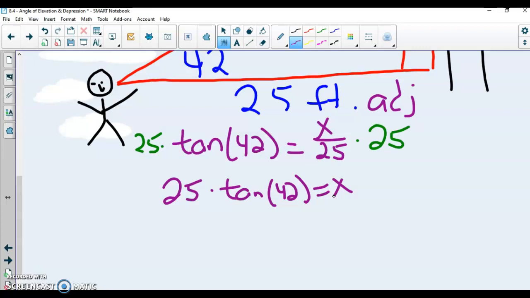So again, you're plugging in your calculator. If you're using an iPhone, remember you're going to have to switch the order of the tangent and the 42. So if you're using your iPhone, you would do 25 times 42 tangent. If you're in a normal calculator, I'm just going to type in 25 times tangent of 42. And you should get x is 22.5 feet tall.